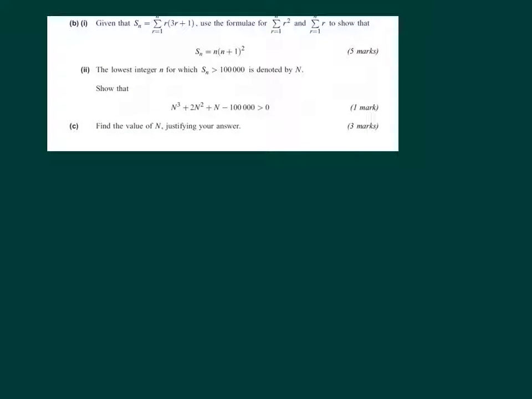Okay, for the first part of this question, we're asked to use the formula for r squared and r to show that this sum that we're given in the question can be written in the way shown below. So the first thing we need to do is expand that bracket. Okay, now we're ready to sub in our r squared and r formulas that would give us the following.